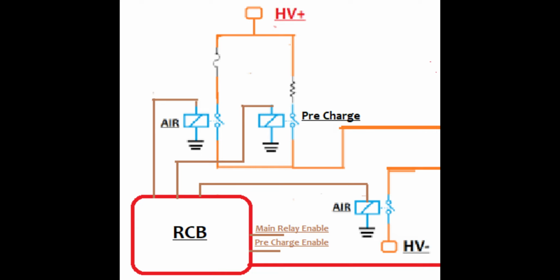So whenever we do the pre-charge enable, it will first turn on the pre-charge relay and the AIR on the negative side. And then once the pre-charge turns off, when the main relay enable turns on, it'll activate the main AIR on the positive side, and the AIR on the negative side. So that's how we can get around this issue of having two signals activating these three relays. For the details of how the RCB actually works, we'll cover that later in the series.